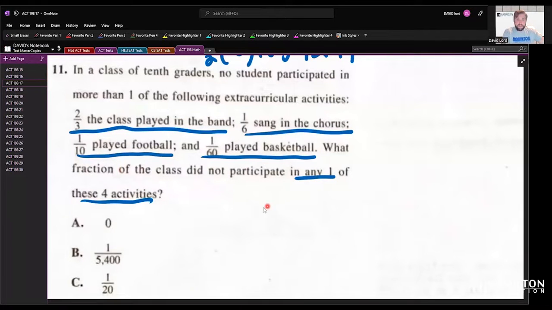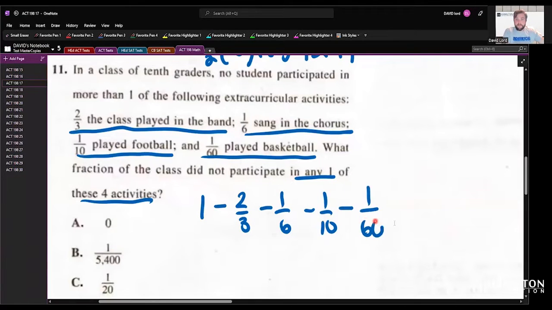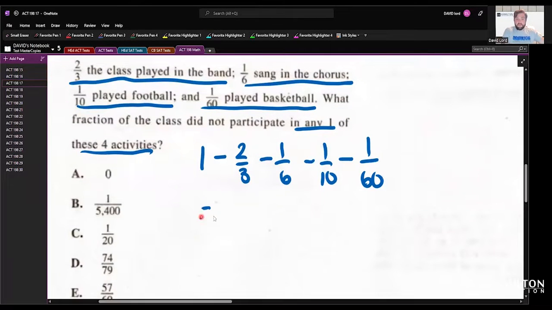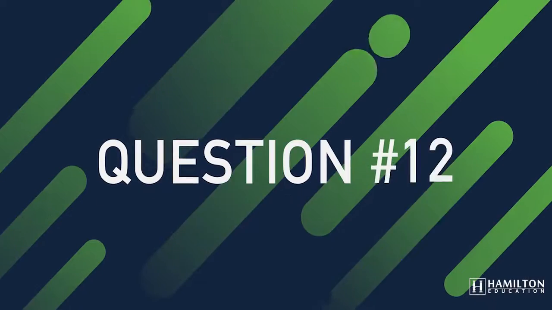So in order to find this answer, I'm going to add up the different sections and then subtract it from 1. So 1 minus 2/3 for the people in the band, minus 1/6 for the people in the chorus, 1/10 for the people who played football, and 1/60 for the people who played basketball. And that will give us a grand total of 1/20. So 1/20 is the fraction of the class that did not participate in any one of these 4 activities. Answer is C.